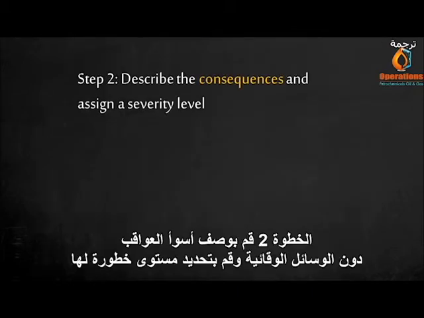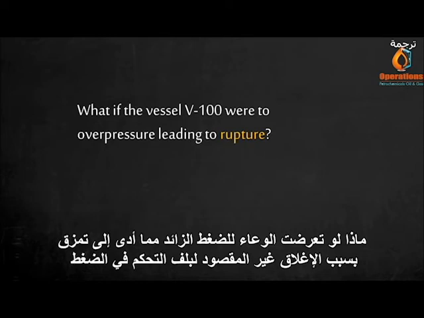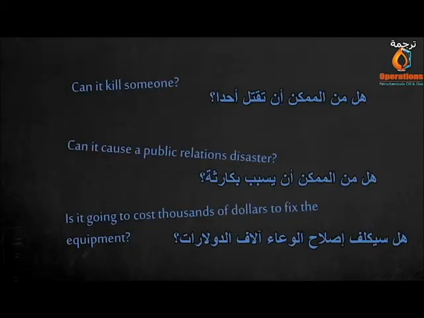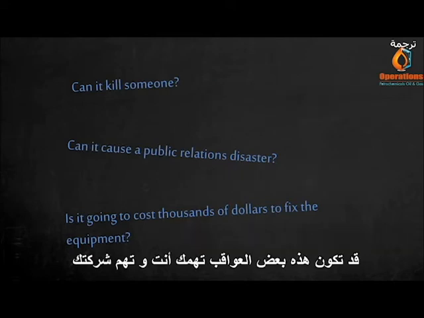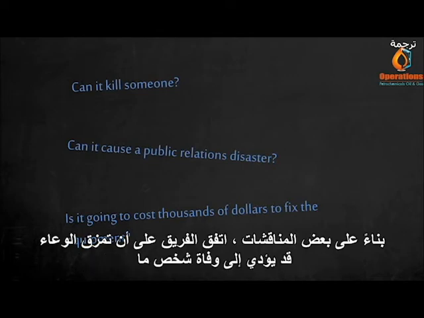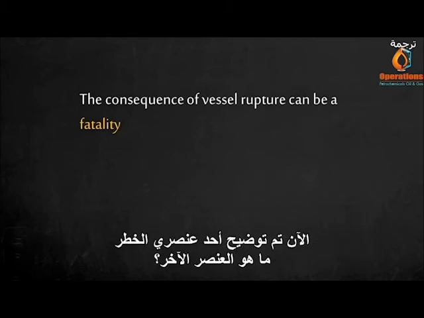Step 2. Describe the worst credible consequences without safeguards and assign a severity level to it. What if the vessel V100 were to overpressure leading to rupture due to inadvertent closure of the pressure control valve? Can it kill someone? Can it cause a public relations disaster? Is it going to cost thousands of dollars to fix the equipment? These may be some of the consequences that matter to you and your company, and the risk should be managed. Based on some discussion, the team has agreed a vessel rupture can lead to a fatality. Now, one of the 2 elements of risk is established. What is the other element?